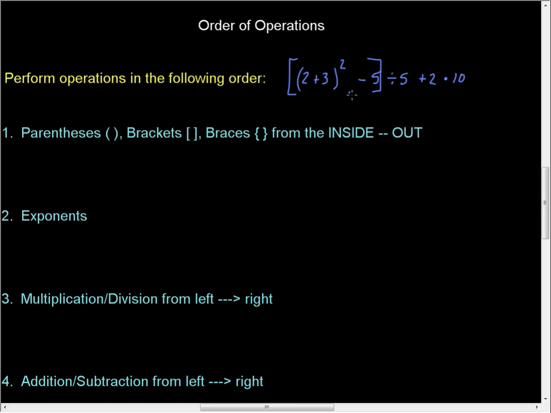In this video, we're going to be looking at the order of operations. Here we have a very nasty looking problem where in parentheses we have 2 plus 3, and then we square that, and then we have brackets, and we have to subtract 5, then divide by 5, and then add 2 times 10. Okay, well, there's a lot of things going on in there.